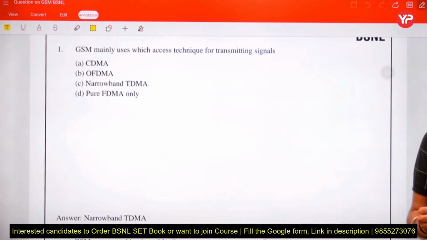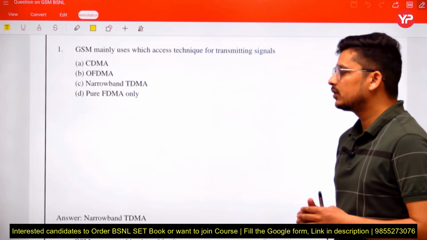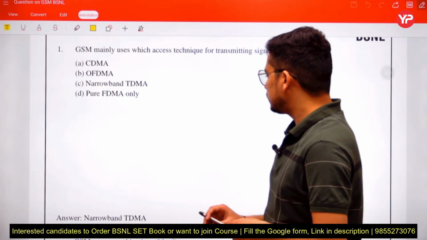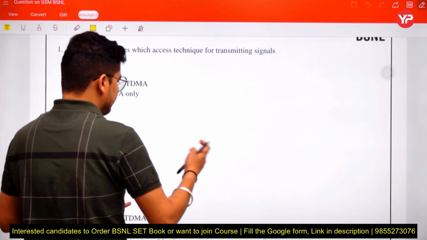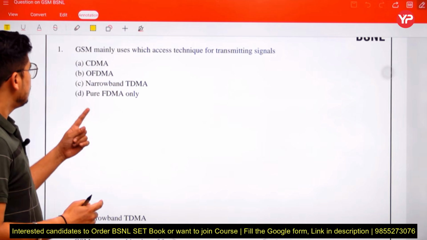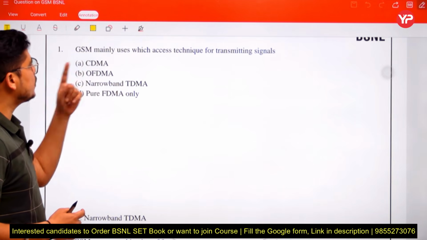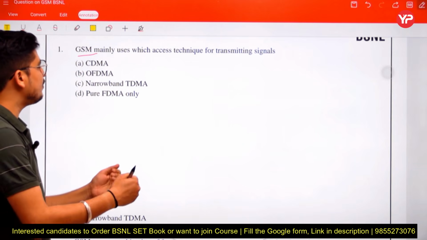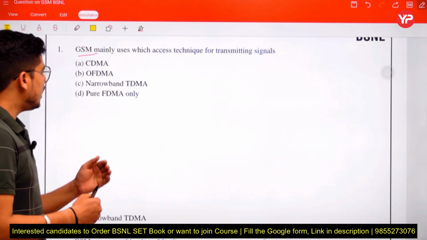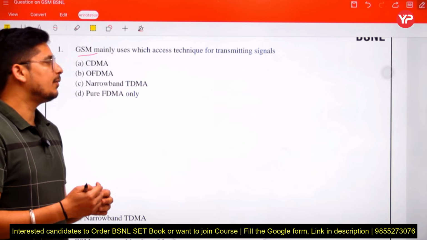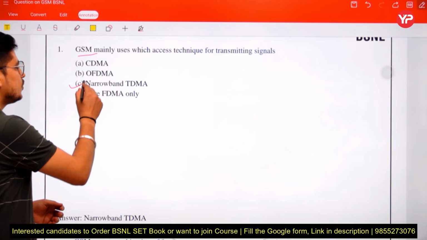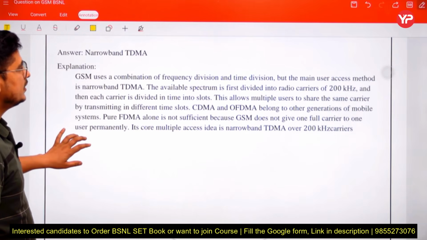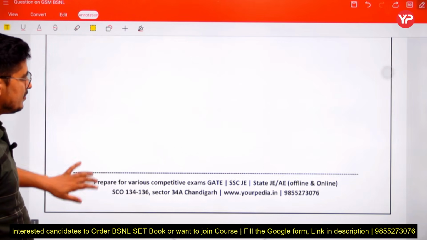Whenever we go for the GSM, it is using a combination of FDM as well as TDM. So if I'm going only for the GSM, you cannot say that purely FDMA is used there. No, we are using a combination of TDMA as well as FDMA. So narrow band TDM is used inside the GSM system.